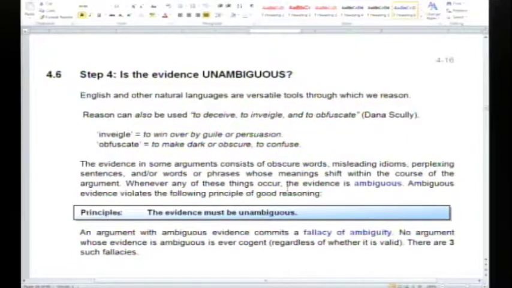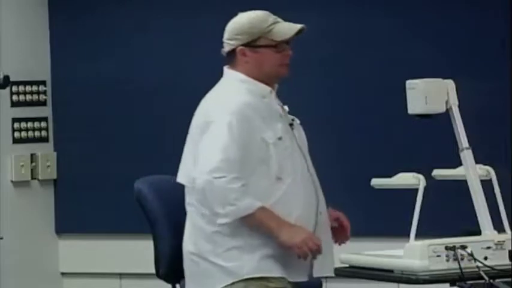I only identify 3 fallacies of ambiguity, but the fallacies are fallacies because of this principle that says that the evidence must be unambiguous. That is, you may not use the same word, term, or what have you, in different senses, that is, in different connotations within the same argument. Otherwise, there's a shift in meaning that occurs, and that's always bad. So, you won't see many examples of this one.